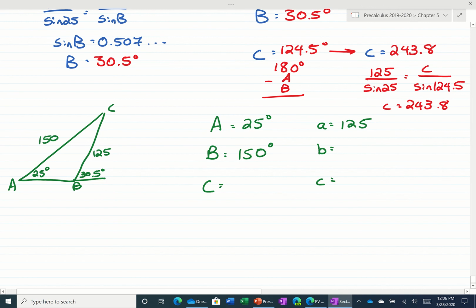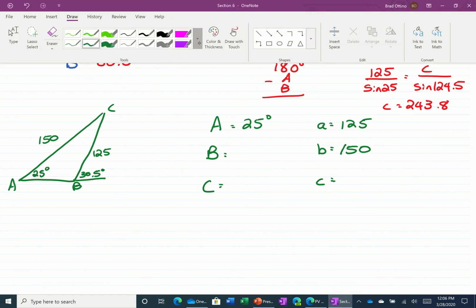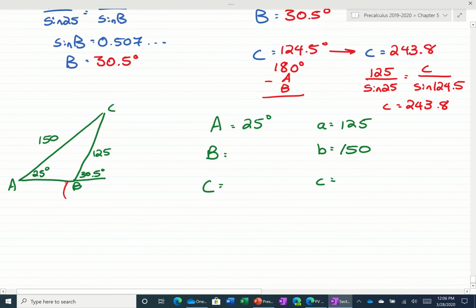Did I do this right? Side B is 150. Okay. So now what we could do to finish this angle, we're going to do 180 minus 30.5. And if you do that, you get 149.5. If we do 180 minus angle A and B, that gives us 5.5.